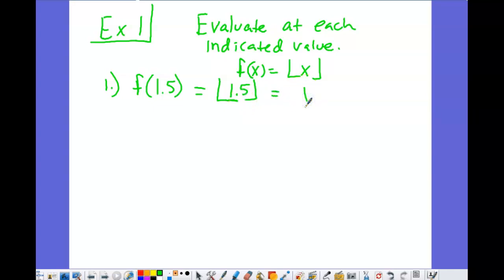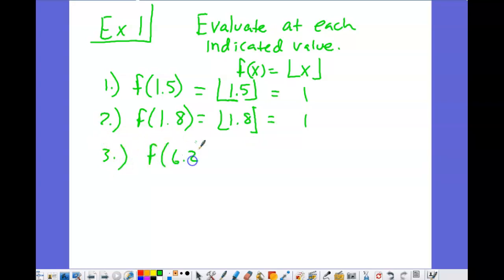Okay? Let's do another one. What about f of 1.8? Well, now I'm going to plug in 1.8. If I were to round that down to the nearest integer, it would be one. Now, notice there's a key word. I'm rounding down to the nearest integer. I understand that this is closer to the value of 2, but we always round down to the nearest integer. Okay, let's do another one, number 3. How about f of 6.2? That would be 6, right?